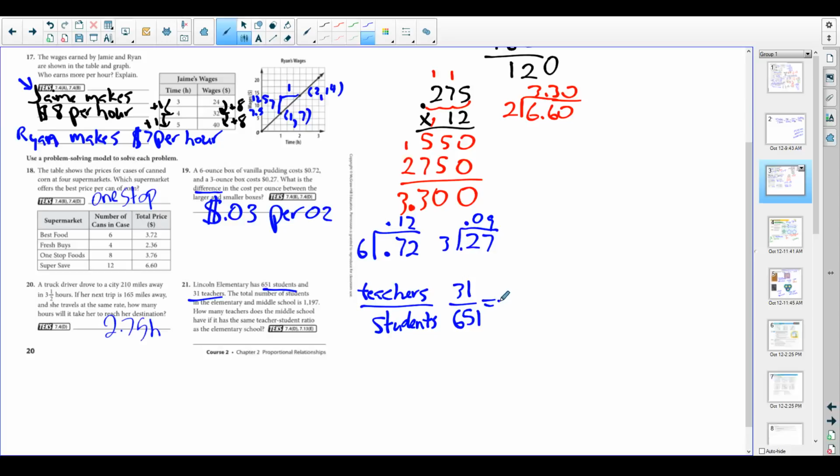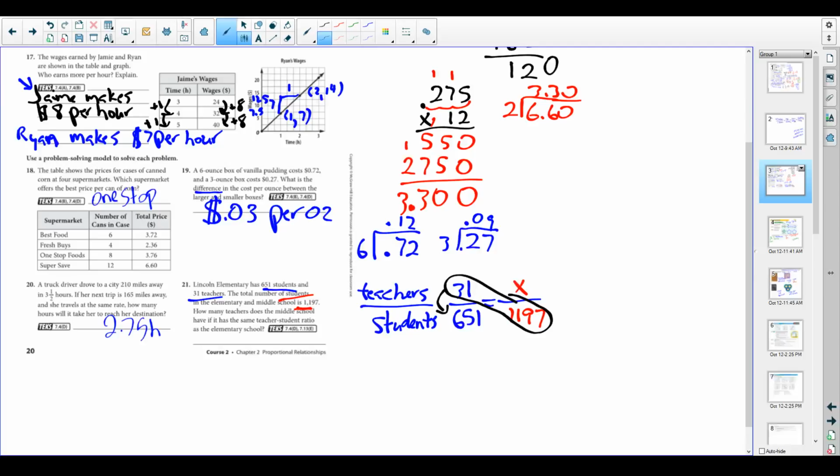equals. Then at the middle school, they have 1,197 students. We want to know how many teachers do they have. Oh boy. So we would have to cross multiply and then divide. But I don't want to do that because that sounds bad.